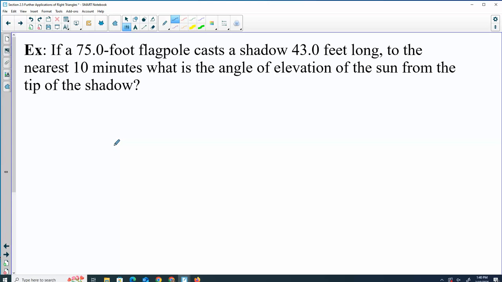If a 75-foot flagpole casts a shadow 43 feet long, okay, this may not sound hard, but I guarantee if I put this question on the test, about a third of my students are going to label it wrong. Where does your shadow go? The ground. Okay. So here's my flagpole, and it's 75 feet tall. The shadow is on the ground. People always want to label it as the hypotenuse.